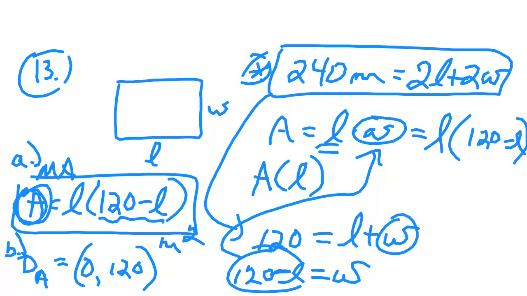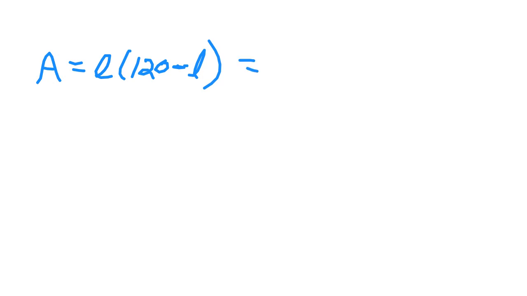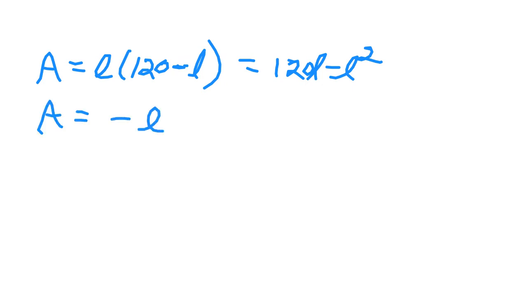So what we're going to do is look at this like a graph. Once again, I'm going to clear this to give us a little space. We had our function A equals L times 120 minus L. I use a lowercase cursive L so it doesn't look like a 1. But anyway, if I wanted to multiply that out, it'd be 120L minus L squared. Or if I wanted to, I could write that as minus L squared plus 120L.